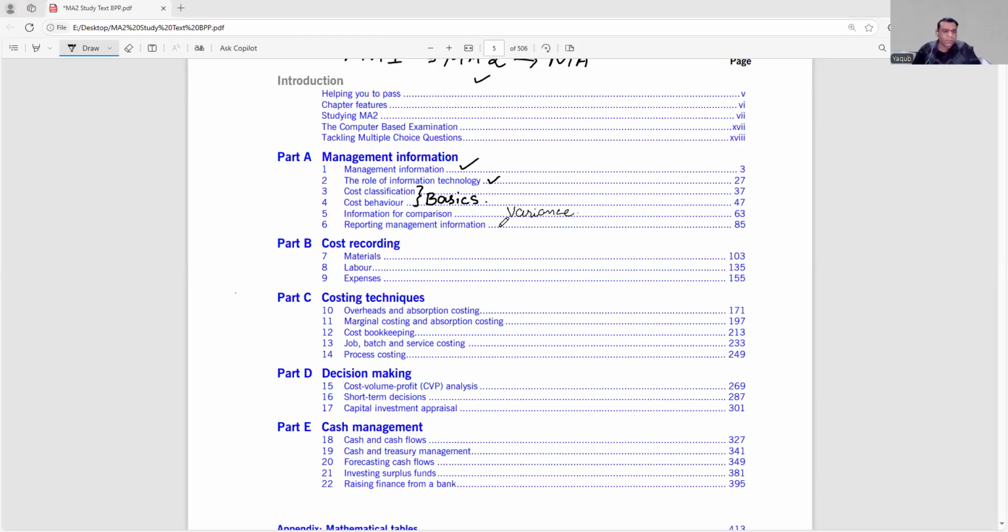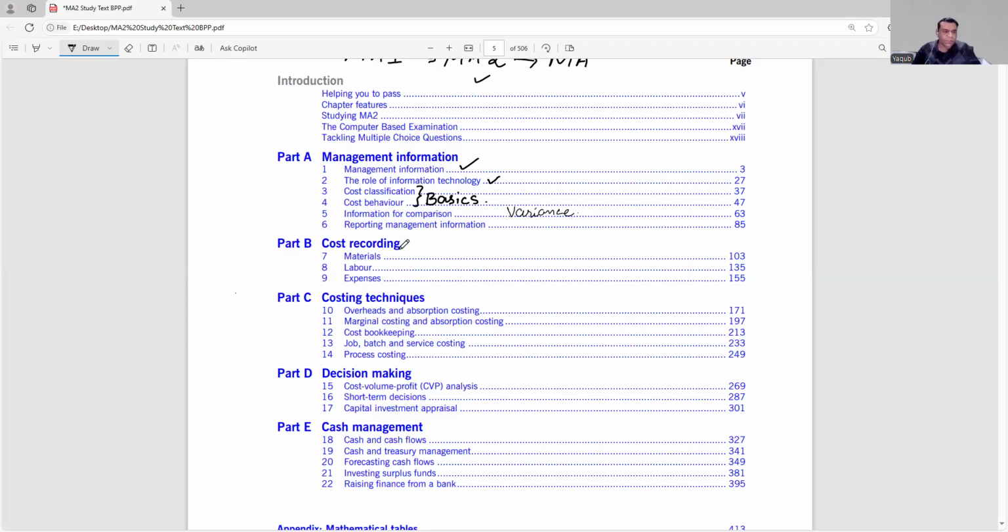Then reporting management information. Reporting management information focuses on the types of reports which we use to present our performance to the public or to the concerned parties. So this chapter focuses on management information.